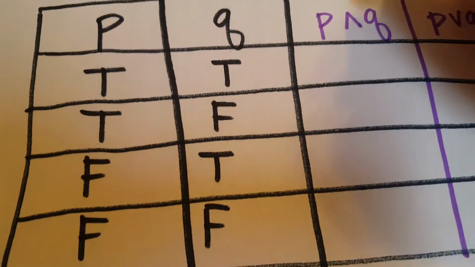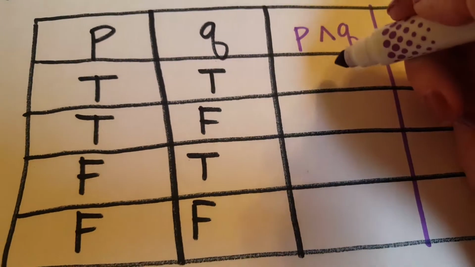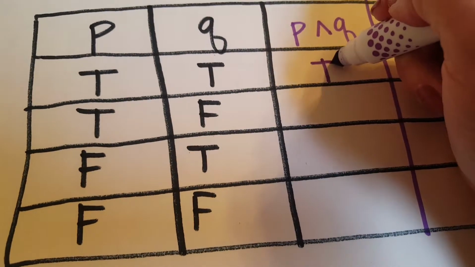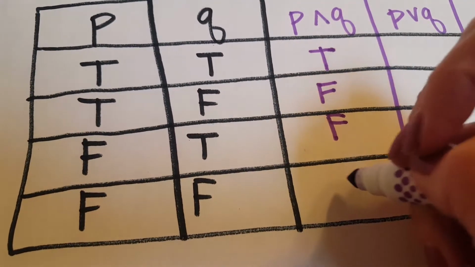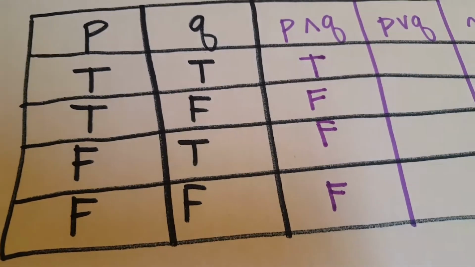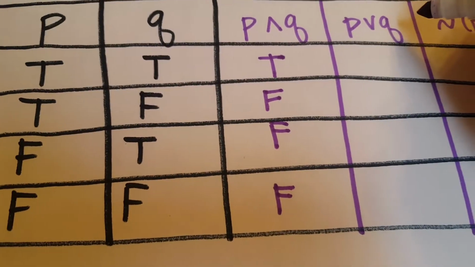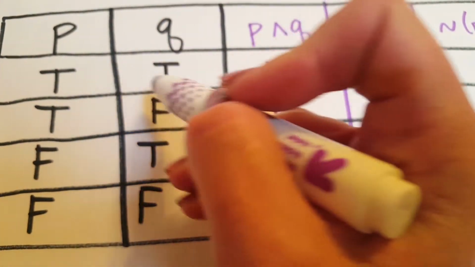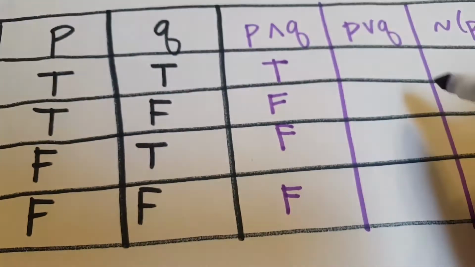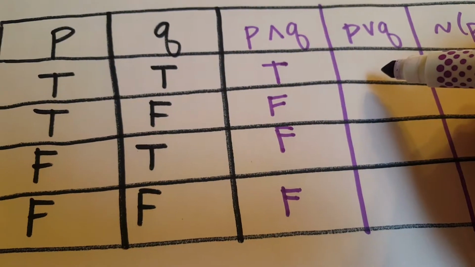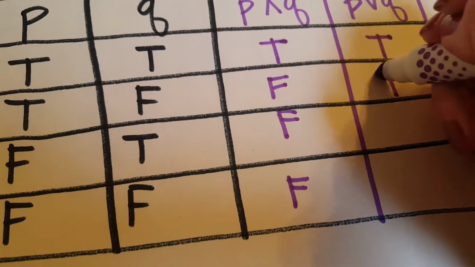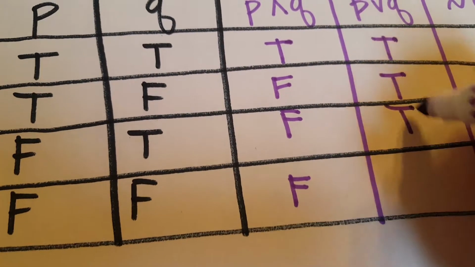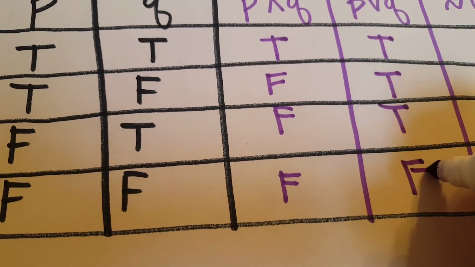All right, so let's start with the first one. The and. Once you lie, you lie. So if it's all true, it stays true. But the second I have a false, it's false, false, and then false. All right, the next column, P or Q. Now I'm using these two for P and Q. So here when I do P or Q, once I tell the truth, it stays true. So this will be true, true, true, and then this last one will be a false.